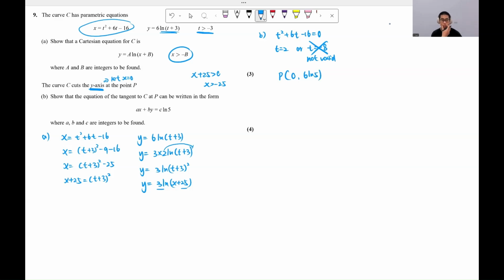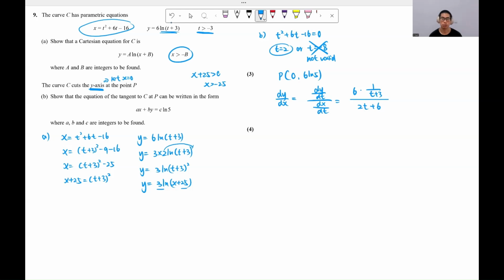Since we're looking for the equation of the tangent, we need to do the differentiation now. dy/dx is equal to dy/dt divided by dx/dt. For dy/dt, 6 is the coefficient and doesn't change, and ln(t plus 3) differentiates to 1 over (t plus 3). Since it's a linear expression with coefficient of t being 1, we don't need to do anything extra. For dx/dt, that's just 2t plus 6. We don't really need to simplify anything; we can just plug the values in and then simplify.